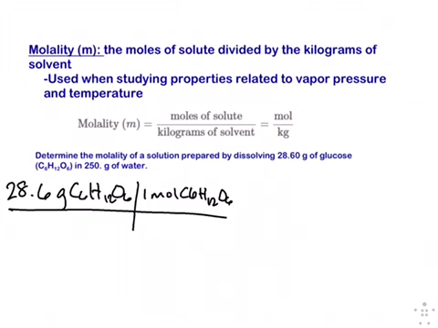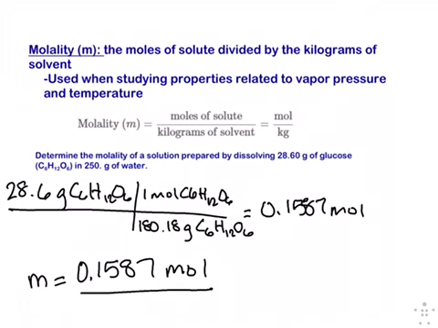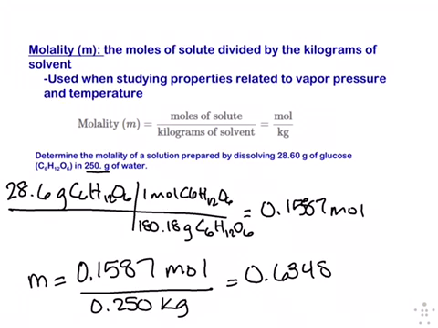And that would be 180.18 grams per mole, which gives 0.1587 moles. And then go ahead and use the molality formula, equals the moles of solute, 0.1587 moles, over the kilograms of the solvent. Here it's 250 grams, so we convert that to kilograms by moving the decimal 3 places. And you will get 0.6348 molality.